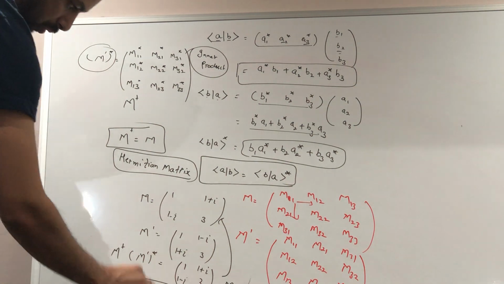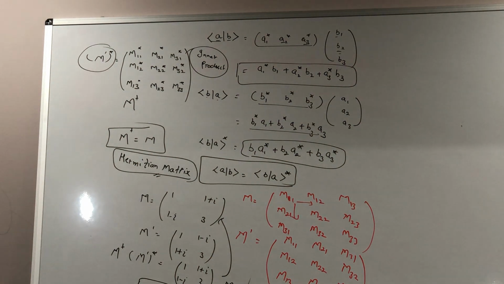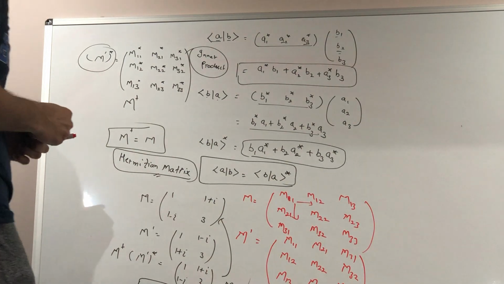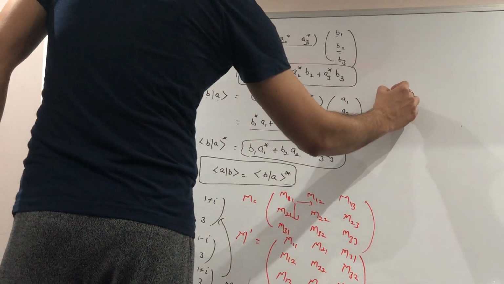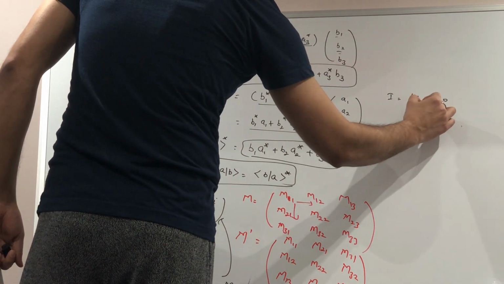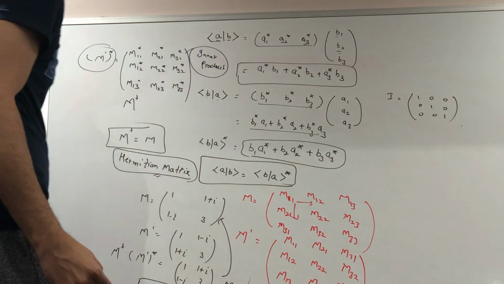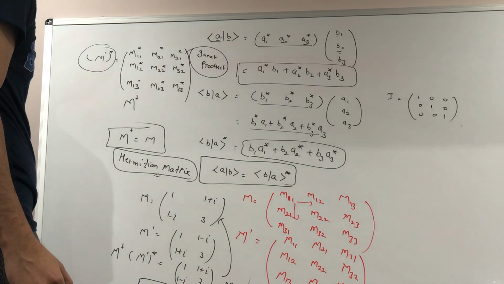So this M is known as a Hermitian matrix. There is some specific significance of this matrix. There are a few more matrices, like the identity matrix, which is 1, 0, 0. The main diagonal elements are one, right? That is known as the identity matrix.